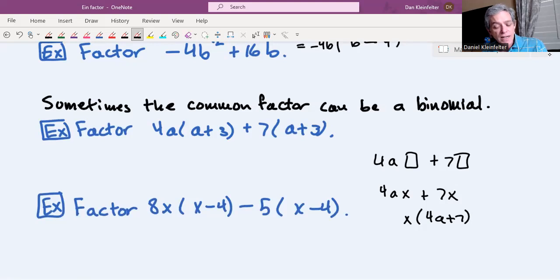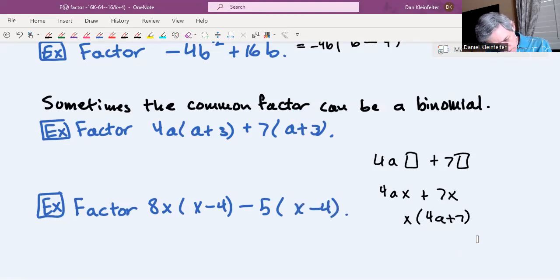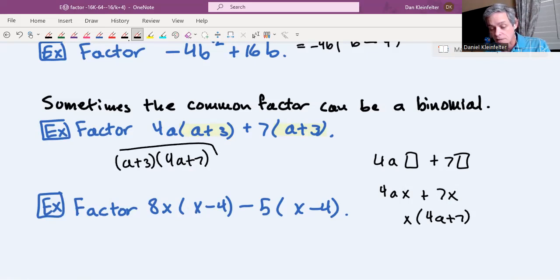Here our common factor is that a plus 3. We're going to go ahead and factor that out. A little bit emphasized. That's our kind of common element. Okay, so we're going to factor out that a plus 3. Okay, factoring out that a plus 3 will leave us with 4a plus 7. And that's our final answer.